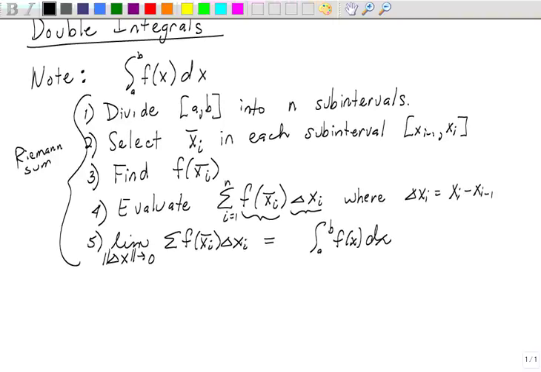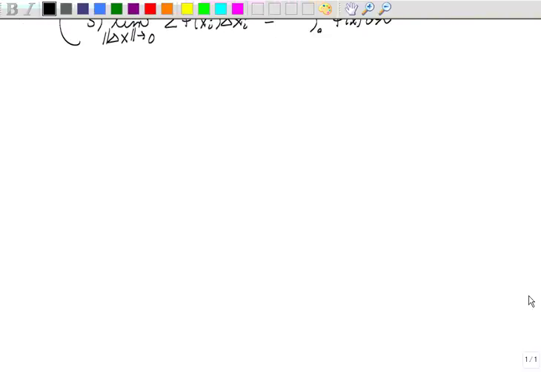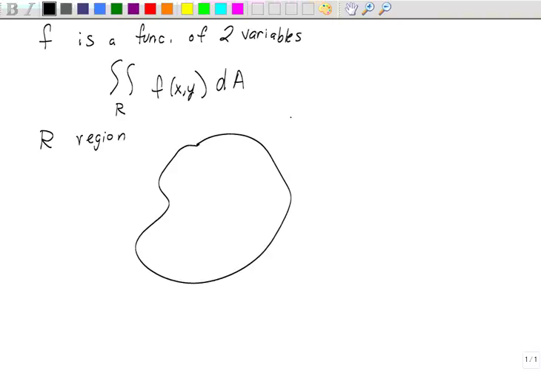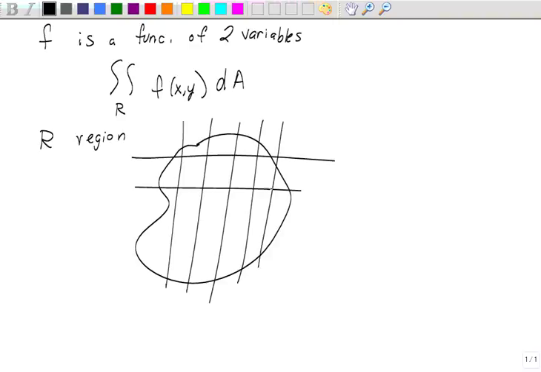And we're going to do the same thing for double integrals. This time, f is a function of two variables. And we're going to talk about what the double integral over a region R of f of x, y, dA is. So we take R to be a region. Let me just make one up. Okay, there's R. And we're going to divide this into rectangles.